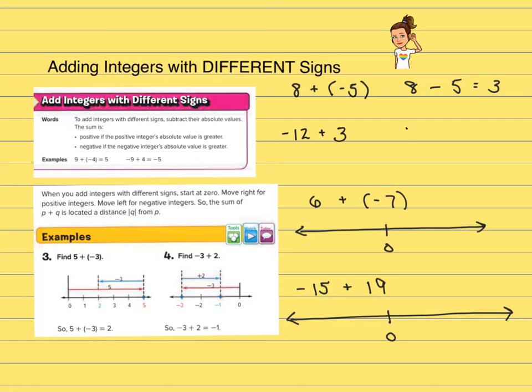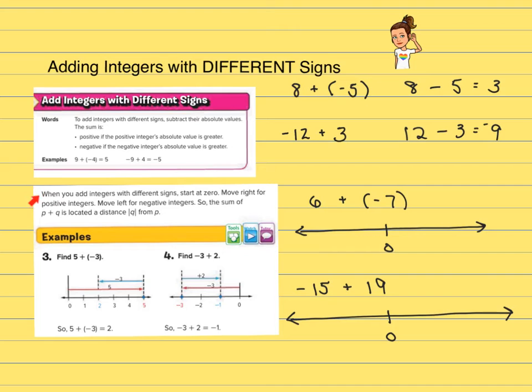Let's try the next problem. -12 has an absolute value of 12, and then we subtract. The absolute value of 3 is 3. The difference is 9. But wait, which of these integers has the greatest absolute value? -12 does. Look at the rule. The answer will be negative if the negative integer's absolute value is greater. So we have to add a negative sign. Our answer is -9. All right.